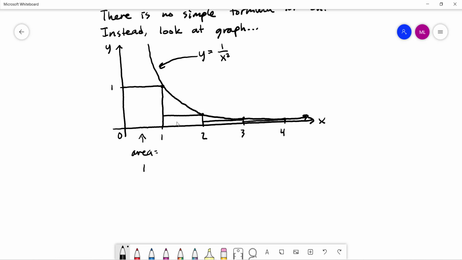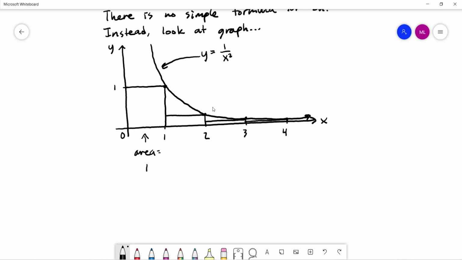What is the area of this rectangle? The area of this rectangle is going to be 1/4 because it has the same width of 1, but the height is now 1/4. So for all of them, the width is 1, and the height will determine the total area. This one has a height of 1/9. Where am I getting these heights? I'm getting the heights by plugging in the various points.